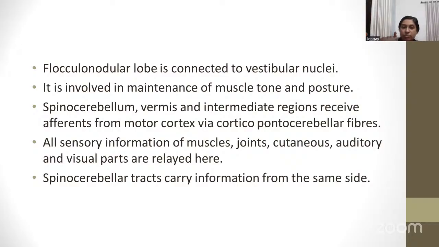And spinocerebellum, vermis, and intermediate regions receive afferents from the motor cortex via the cortico-ponto-cerebellar fibers. Paleocerebellum is always called spinocerebellum. Okay. The other name for paleocerebellum is spinocerebellum. And the neocerebellum is always called cerebrocerebellum. And all the sensory information from the muscles, joints, cutaneous, auditory, and visual parts is relayed to the spinocerebellum. And usually the spinocerebellar tracts carry information from the same side. As compared to other parts, these also carry information from the ipsilateral aspect of the body.